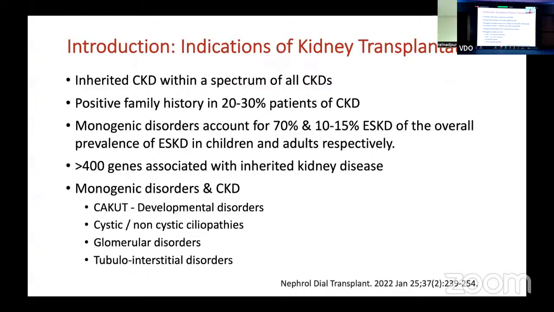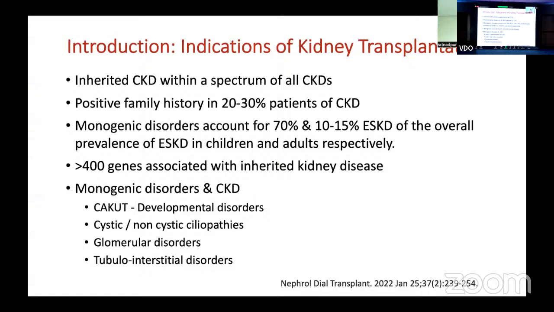So what are the indications of kidney transplantation? If we start from there, we know that all CKDs are not inherited, but I'm going to really focus my talk on the inherited chronic kidney disease. So in 20 to 30% of patients, we do get a positive family history, and monogenic disorders account for about 70% in children and about 10 to 15% of all end-stage kidney disease in adults. And there's a host of genes, about 400 to 500, that are associated with inherited kidney disease, which can progress to end-stage renal disease requiring transplantation.